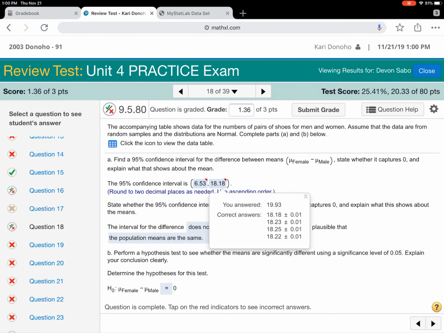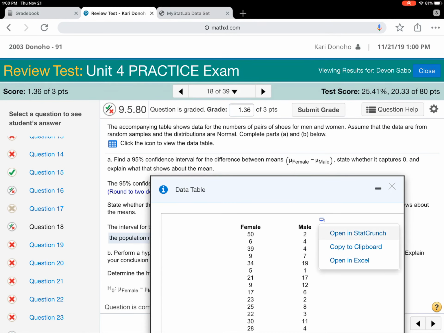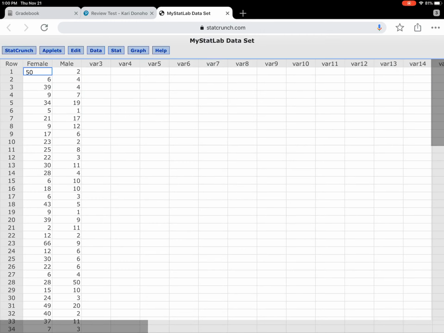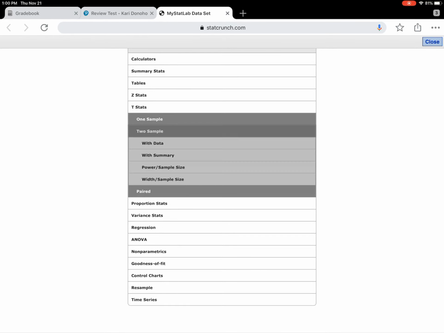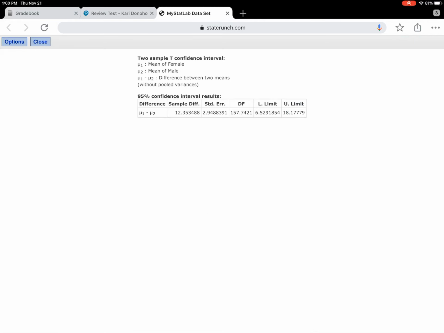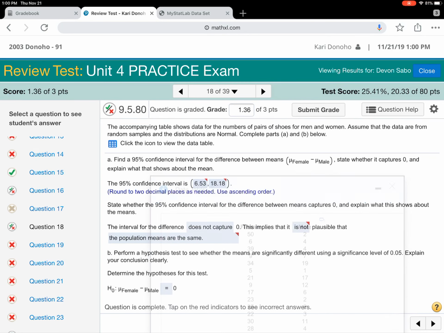I need to run this under the regular 2 sample area. When we run it under there, we just open it up. Again, it takes me 2 times to get it open here. Okay, we open it up. We're going to go into our, oops, went to the wrong area. Go to t-stats regular 2 sample with data. It was female first, then male, so put them in that order. And the first thing they wanted was a confidence interval, so I'll just check that bubble. And then there's my correct confidence interval, the 6.53 and 18.18 comes back.